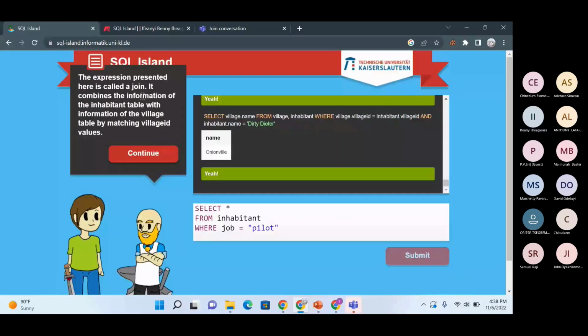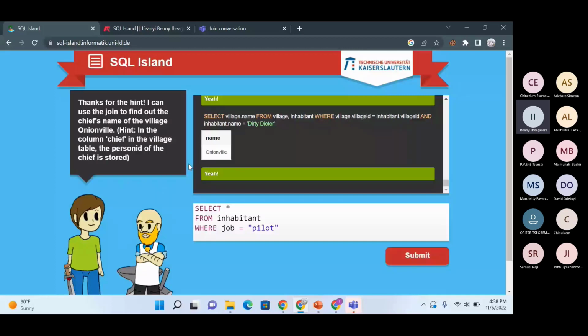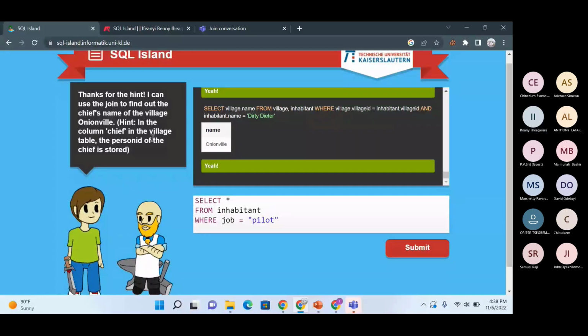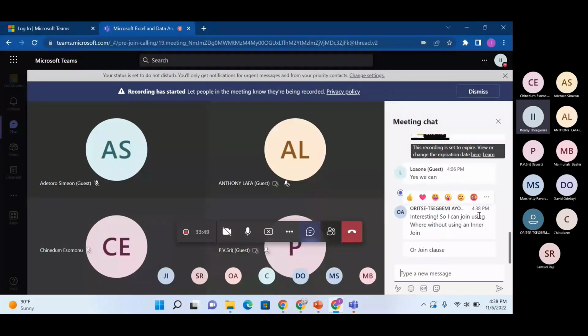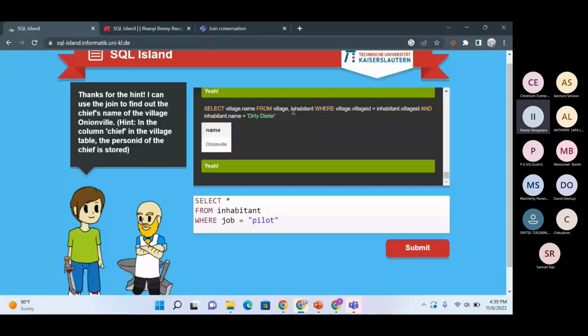So we continue. We use the join now by ourselves to find out who the chief is. I think I saw a question: can I join using where without using an inner join or the join clause? Yes, actually you can. But it's usually better to use the join, because sometimes the where approach might get a bit confusing. But you can join without using the join keyword.